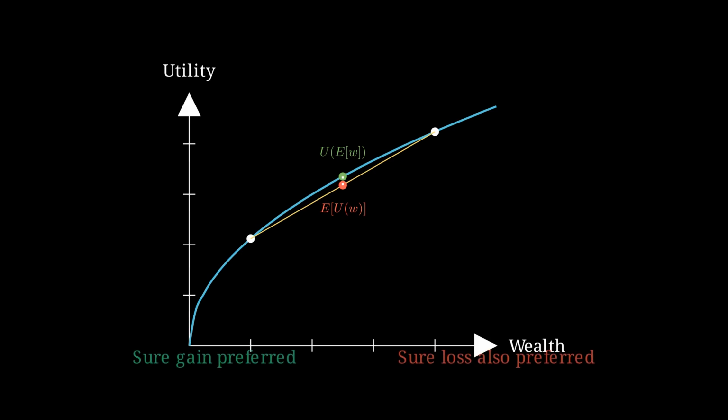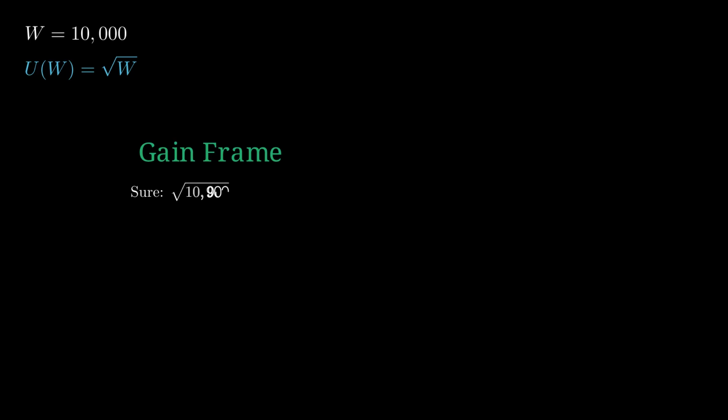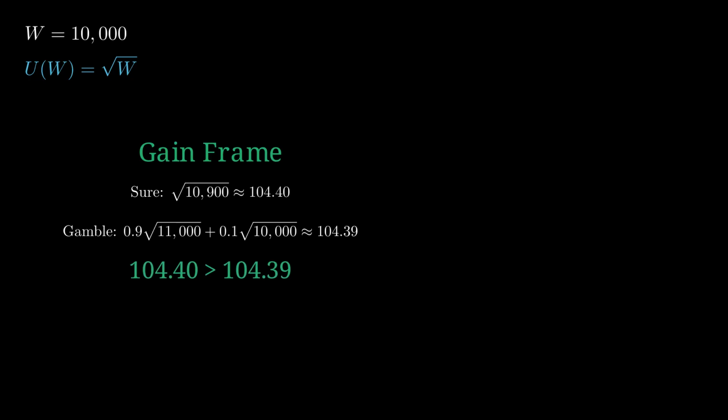Let's prove that with one worked example. Suppose your current wealth is $10,000, and suppose your utility is the square root of wealth. That is a classic concave utility curve. First, the gain frame. A sure gain of 900 takes you to 10,900. The utility is the square root of 10,900, about 104.40. The gamble gives 11,000 with 90% probability and 10,000 with 10% probability. The expected utility is 0.9 times the square root of 11,000 plus 0.1 times the square root of 10,000, which is about 104.39. So expected utility prefers the sure gain.